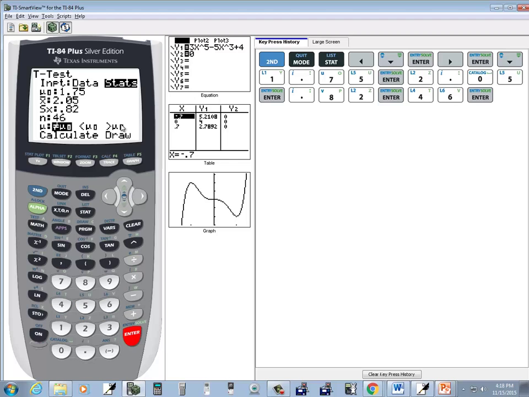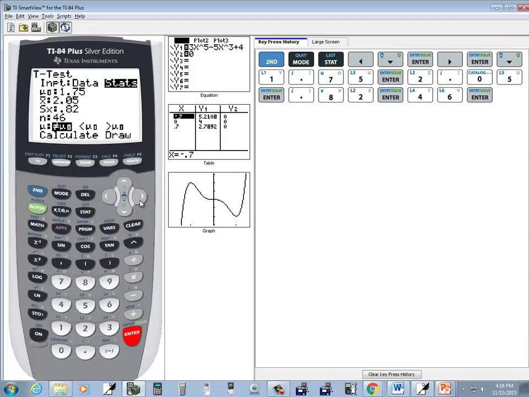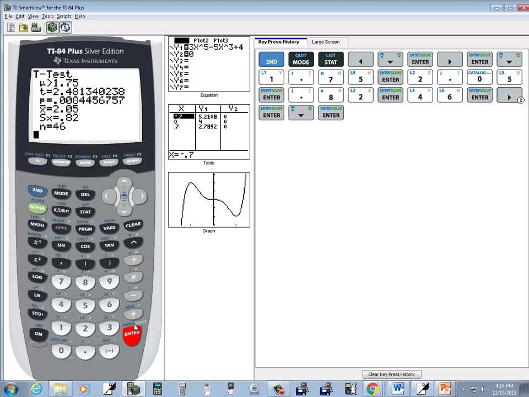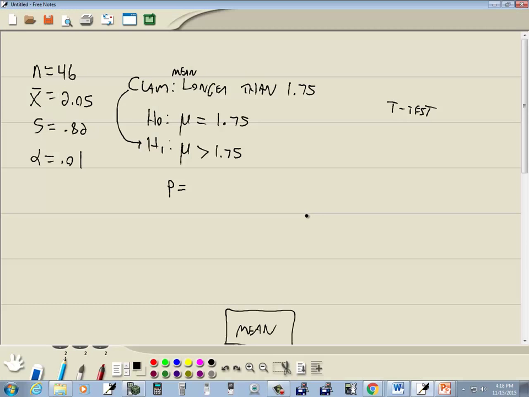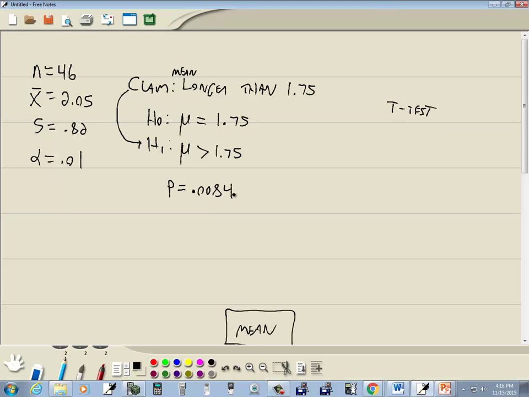Now this next part is asking us what symbol's on H1. Well, here we got a greater than. So I want to right arrow over, put my flashing cursor on the greater than, and press enter one time. Then down arrow to Calculate, and press enter. And it says our p-value is 0.0084. I'll take it to 4 decimal places.